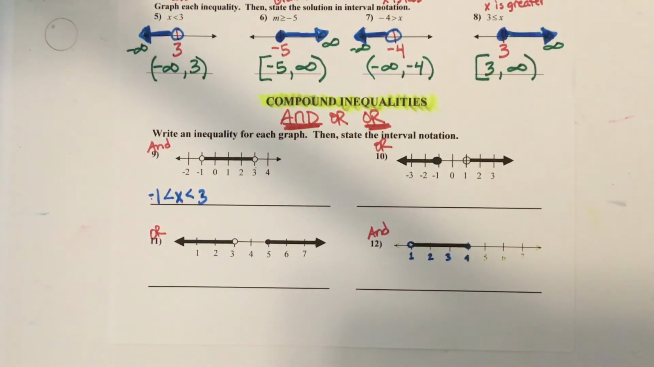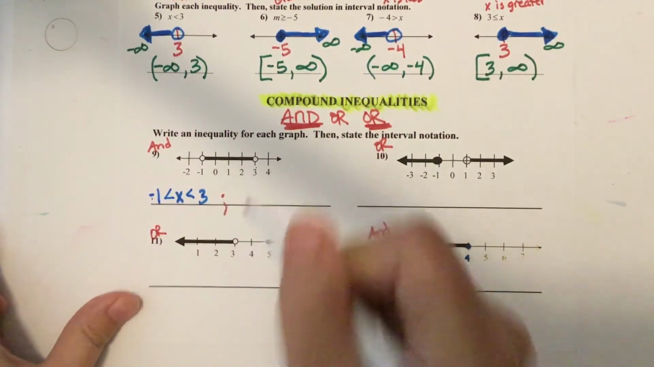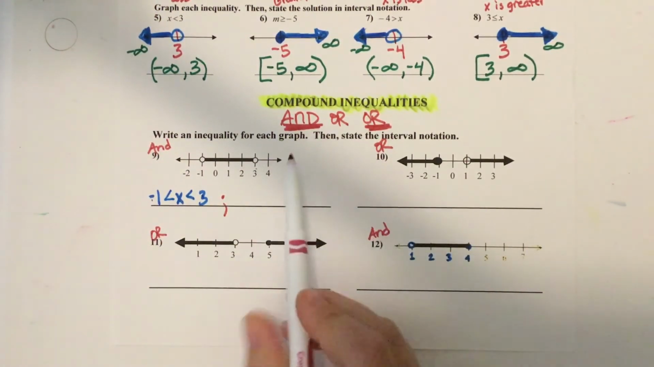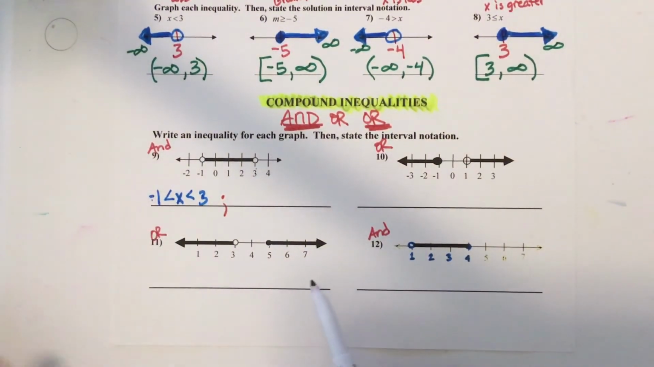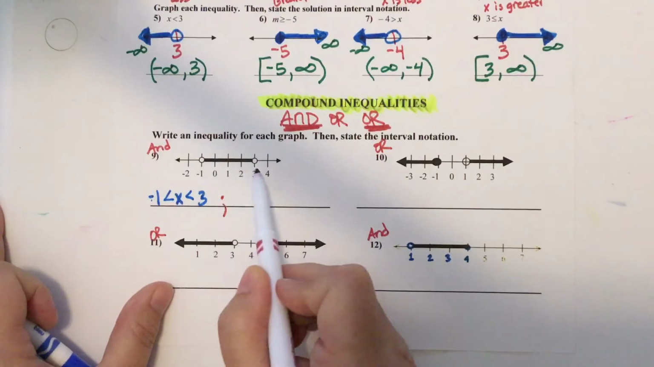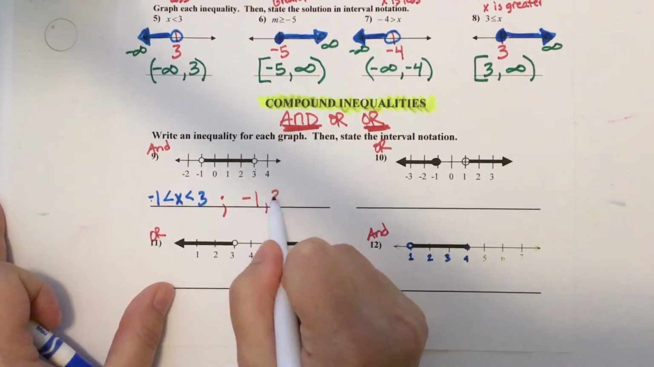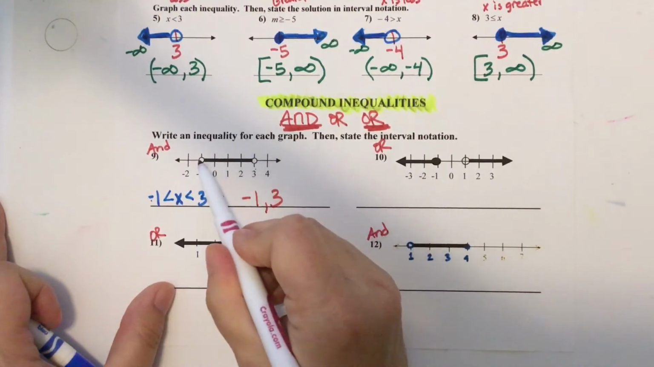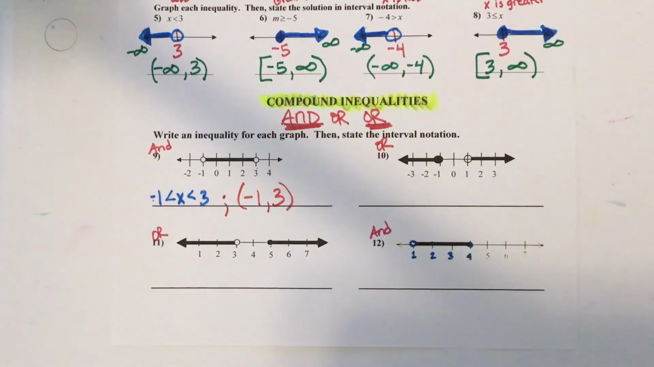Now, interval notation for this one is really easy. This problem doesn't go to infinity at all. There's no shading forever to the right. There's no shading forever to the left. The shading's just between -1 and 3. So interval notation is -1, 3. And then because they're both open circles, they both have parentheses. And that's the interval notation. So this time the interval notation is a little easier.